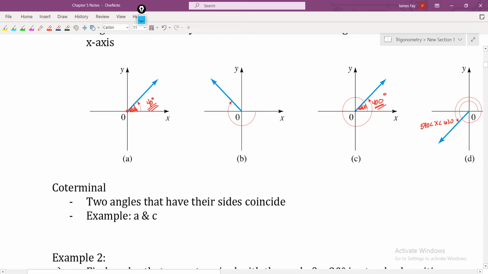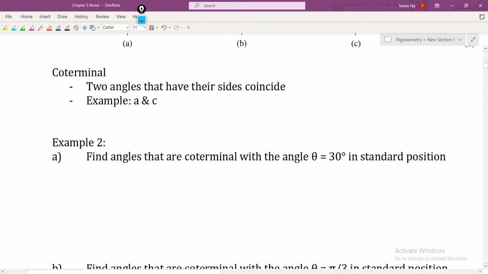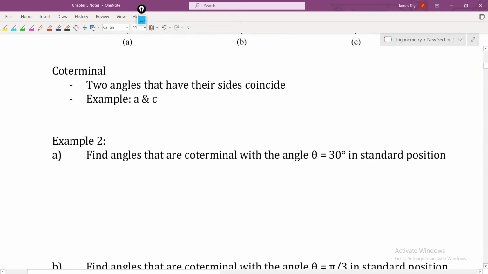So what does that mean? It means that for this 400 degree angle, everything that we want to know about it can be learned through this 40 degree angle. Everything that we want to learn about this 400 degree angle can be learned or known from this 40 degree angle. Okay, so it says find angles that are coterminal with an angle of 30 in standard position.